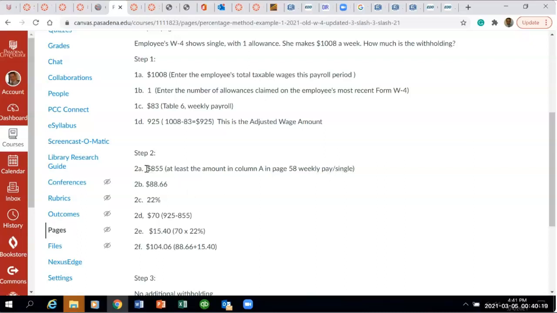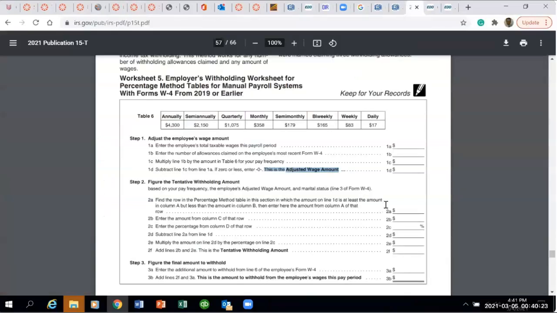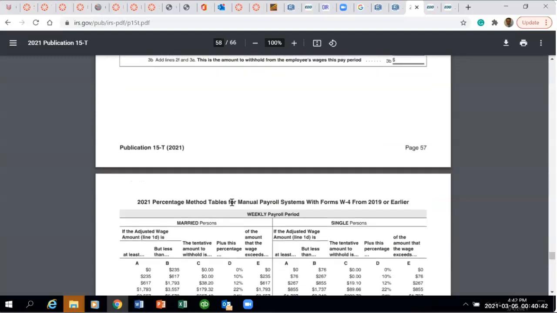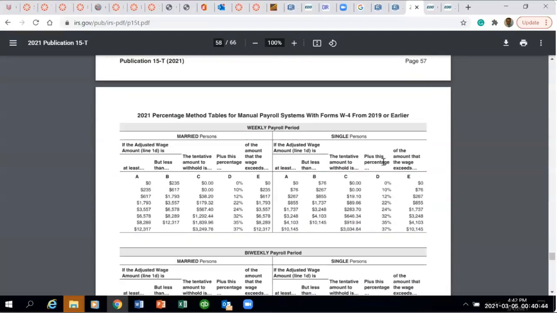So let's see where this 855 is coming from. So now that step 1 is done, we go to step 2. Step 2 says, okay, go to the table and get that at least amount. Enter here the amount from column A of that row here. Okay, so let's go bottom. This is weekly and this is single.